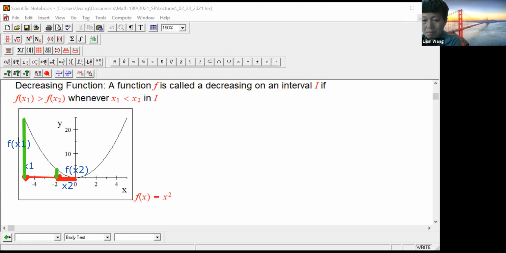Right? So now can we make these statements? Does everybody follow me? Whenever x1 is less than x2 in the interval, this interval is going to be specific, from negative infinity to 0. I can include the 0 though, if you want. But oftentimes we use an open interval. F of x2.